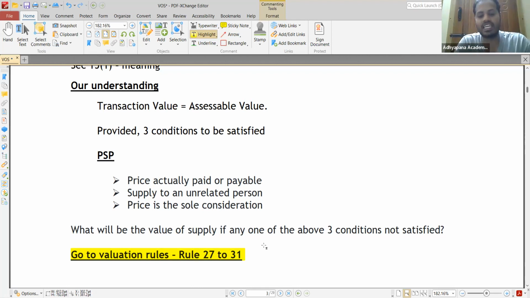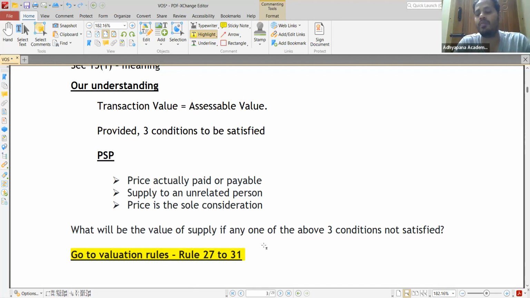When three conditions are satisfied, right? What are those three conditions? PSP. What is P? Price actually paid or payable. What is S? Supply to an unrelated person. Then what is the other P? Price is the sole consideration. We'll understand what those three conditions are.